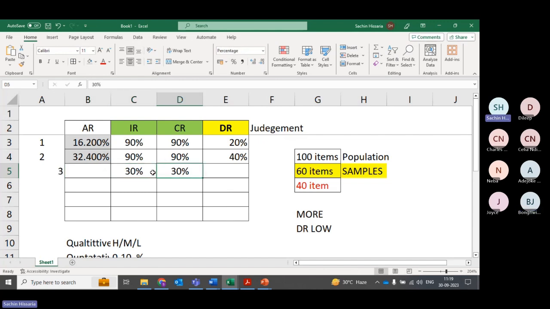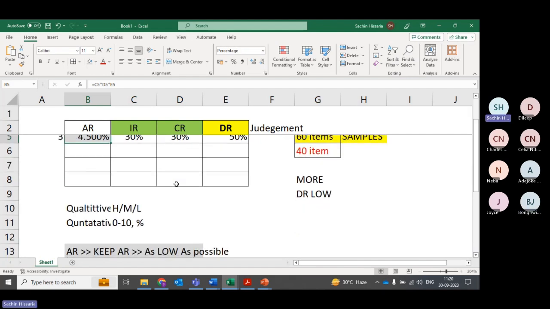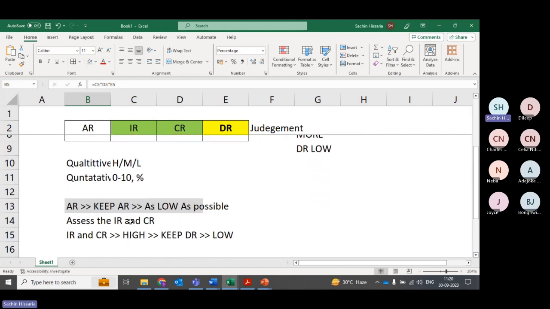Now in this scenario, since your IR and CR are already low, you can keep the detection risk high. Even if you keep your detection risk high, at 40%, 50%, 60%, you will see that your overall audit risk is much lower. So this is the correlation of your IR, CR and DR.